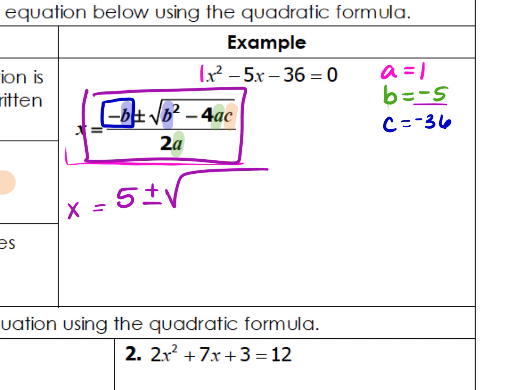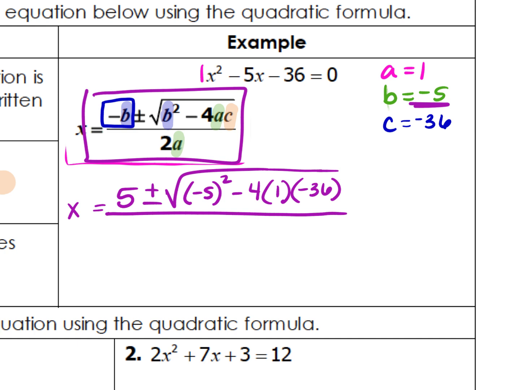Okay, so plus or minus, B. B is a negative number. If you don't put parentheses around that here and then square it, you will get it wrong every time. And lots of people do that wrong. So make those parentheses happen, okay? B squared minus 4 times A, which is 1, times C, which is -36, all over 2 times 1.